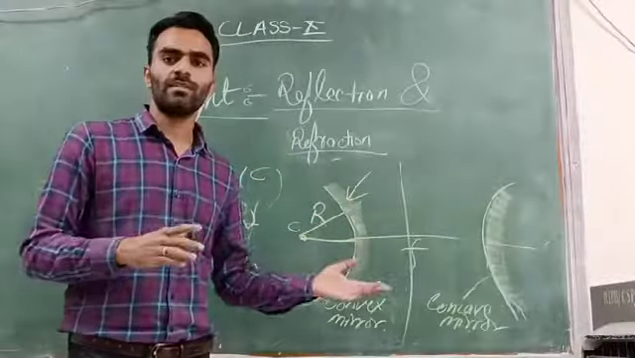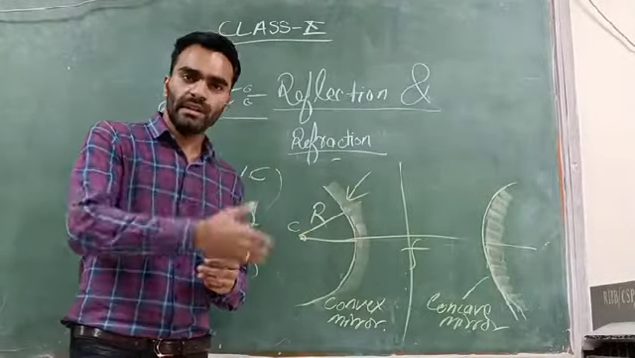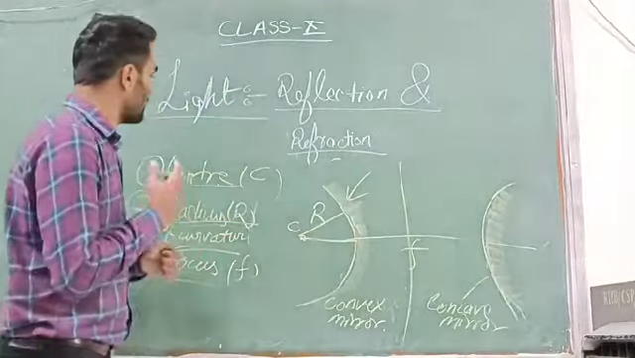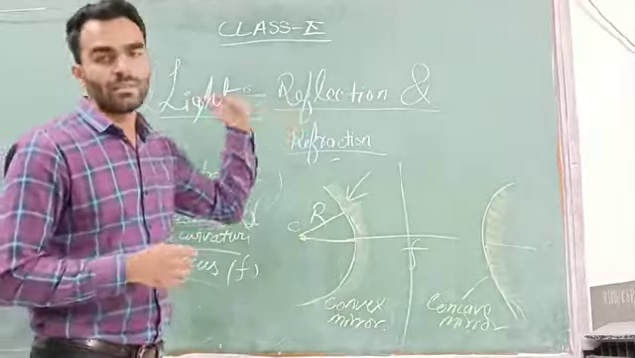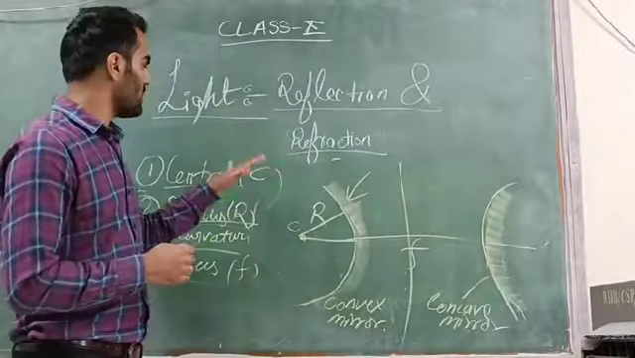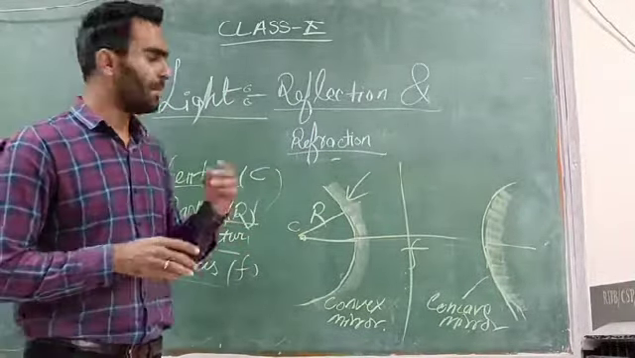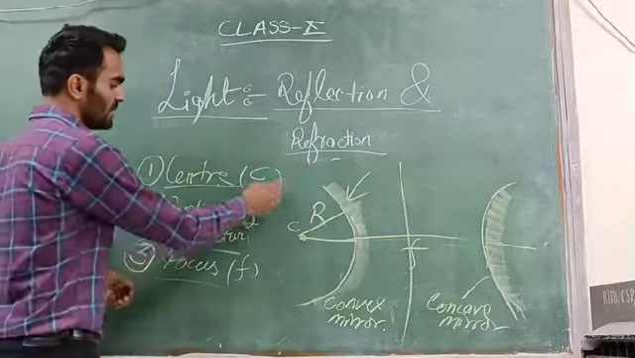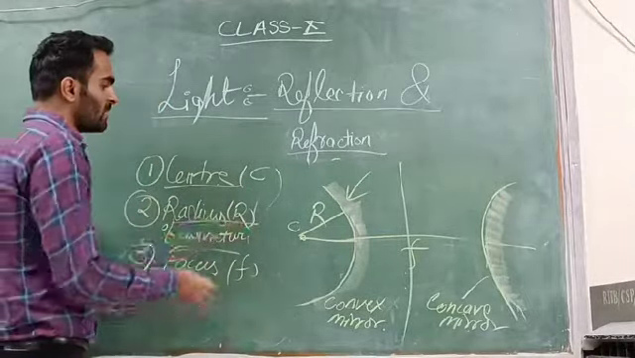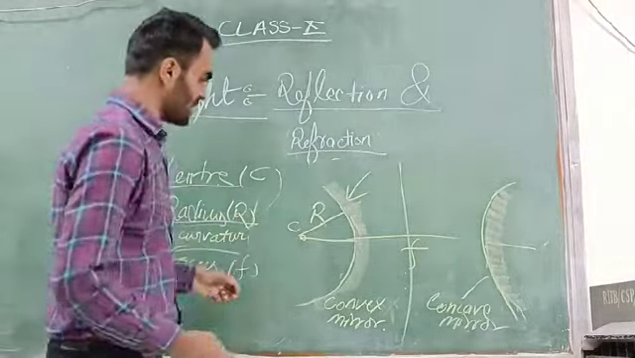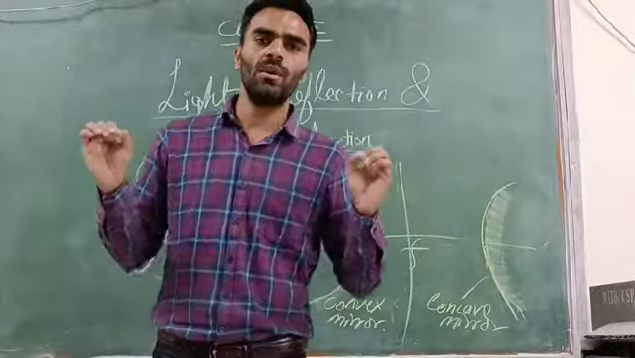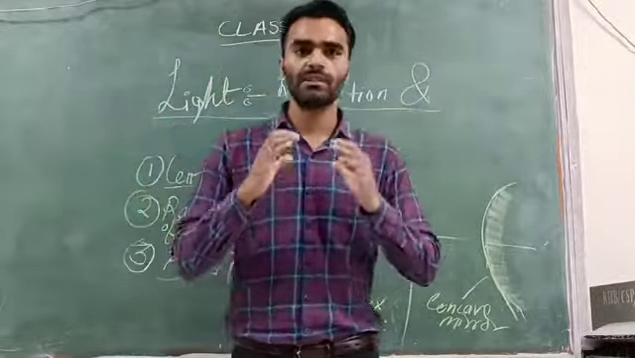This was all about the spherical mirror. In the next video we will learn how image formation takes place in any kind of spherical mirror, depending upon all its components like center, radius of curvature, and focus, and how they all manage the formation of an image in any mirror.